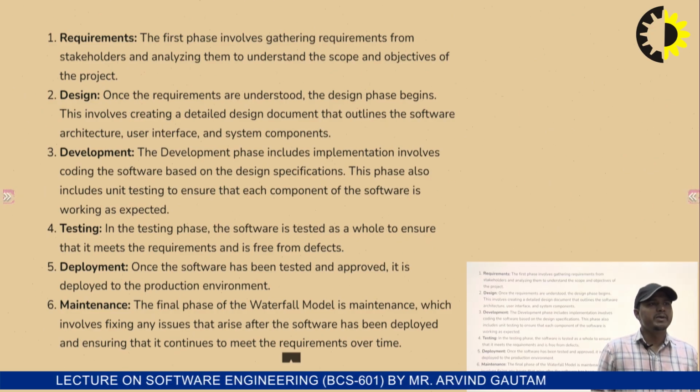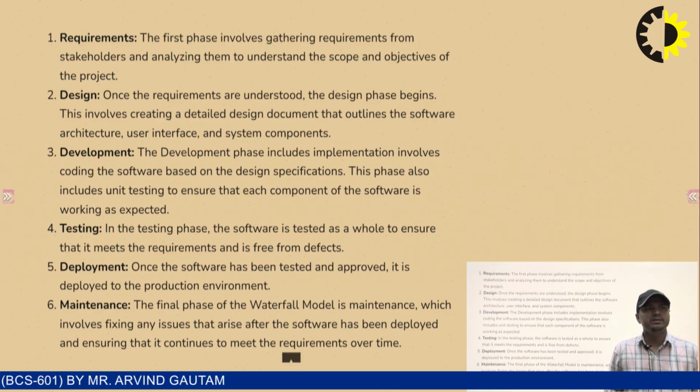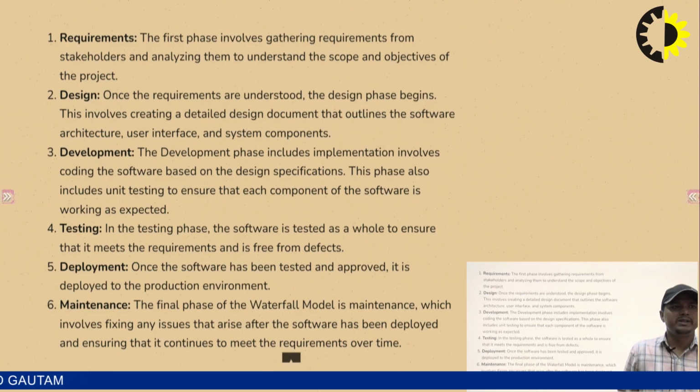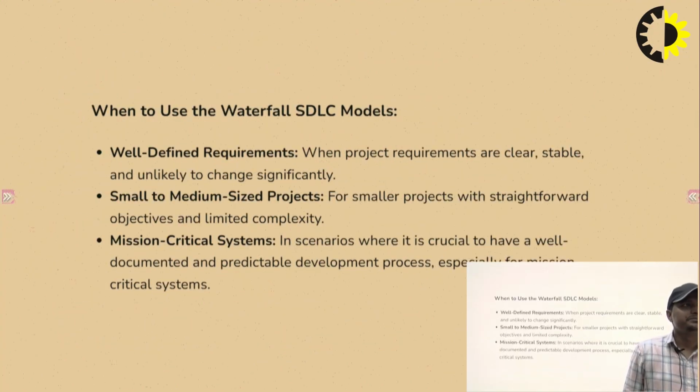So deployment: once the software has been tested and approved, it is deployed to the production environment. And maintenance: the final phase of the waterfall model is maintenance, which involves fixing any issues that arise after the software has been deployed and ensuring that it continues to meet the requirements over time.